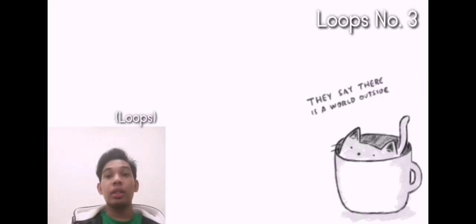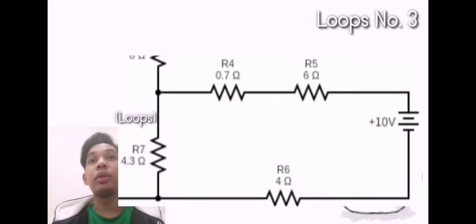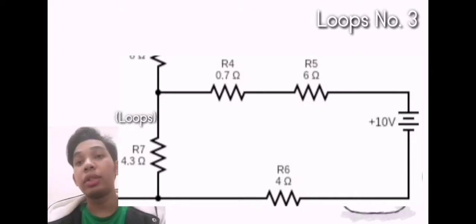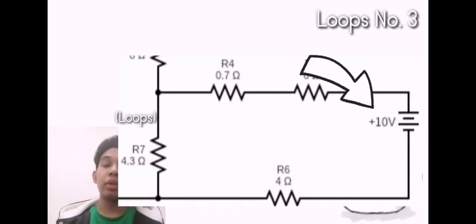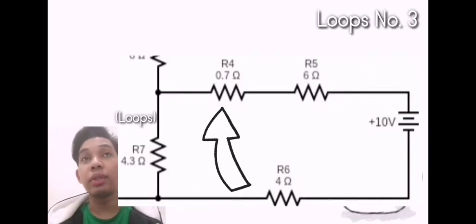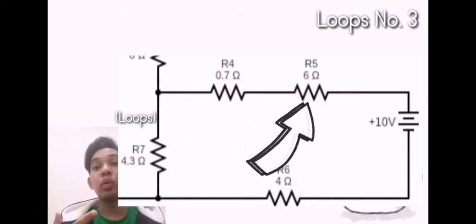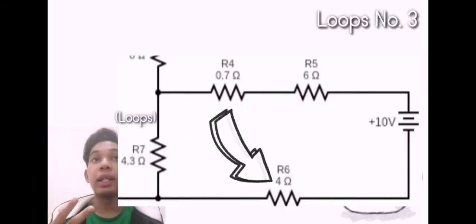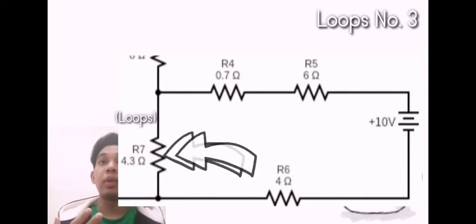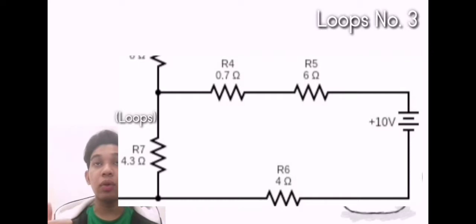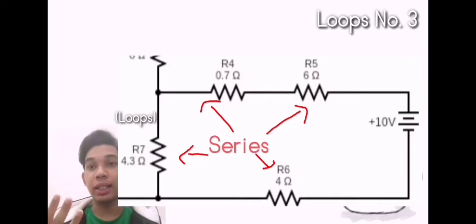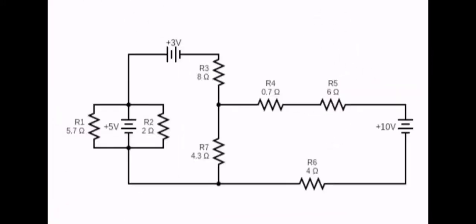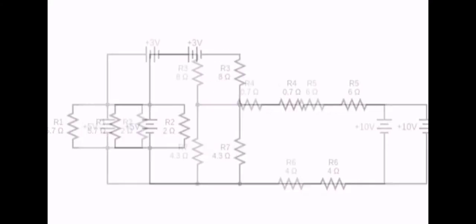Next we got loop number 3. Loop number 3 will be supplied with voltage of 10 volt, and we got resistance of R4 0.7 ohm, next R5 6 ohm, R6 4 ohm, and last but not least R7 with 4.3 ohm. All of these resistances R4, R5, R6 and R7 will be connected to each other in series. So that's why the circuit will look like this.